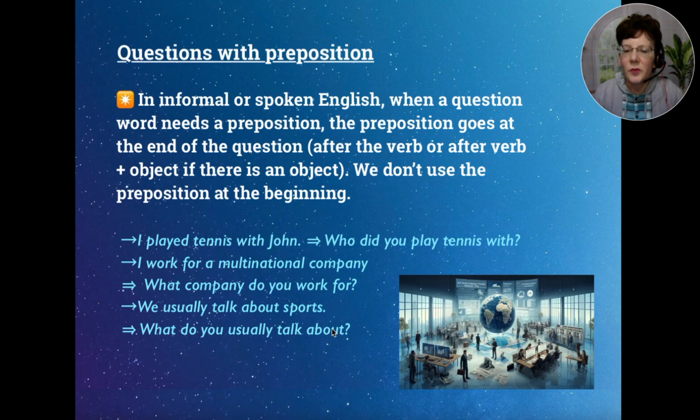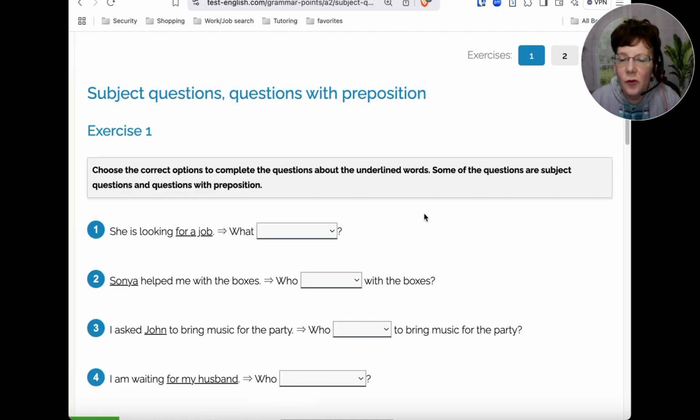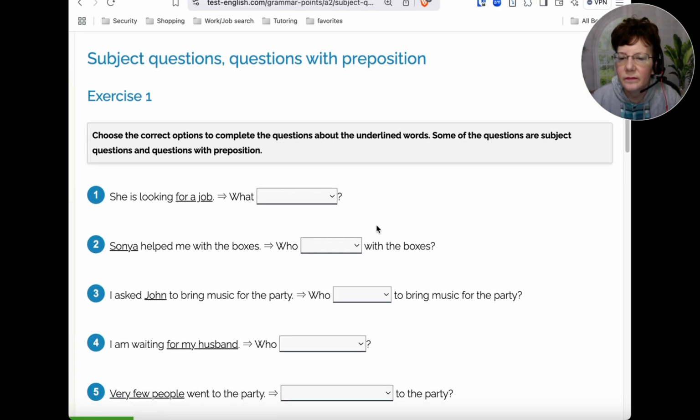All right, let's move on to some sample exercises and check our learning here. From the drop-down menu here, we'll choose the correct options to complete the questions about these underlined words. Okay, so we have number one. She is looking for a job. Okay, so we have what?